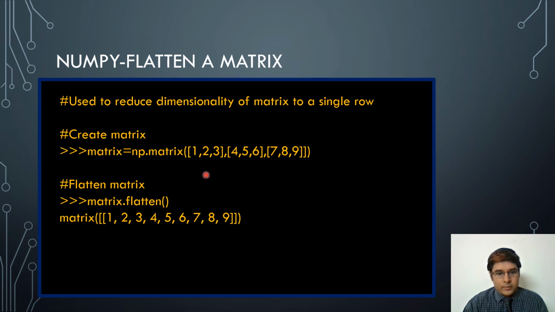So how do we flatten a matrix? Flattening a matrix means to reduce the dimensionality to a single row. We can simply write matrix.flatten. Flatten is the function name. It will simply reduce the dimension from 3 to 1 in this case, and basically it will reduce the dimensionality to a single row.